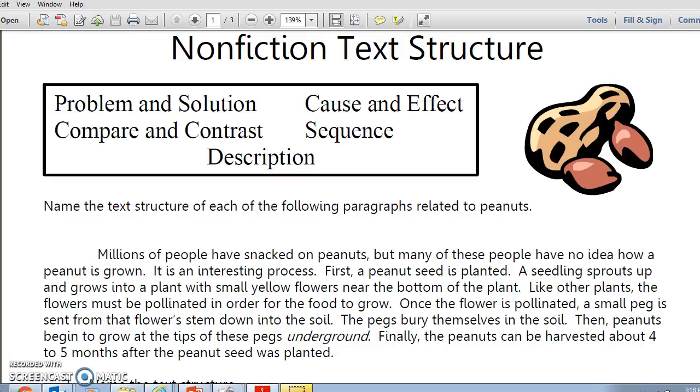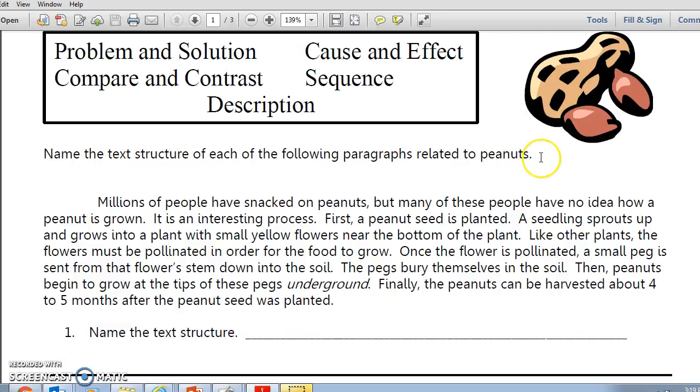Hey, Showfitty friends! Tonight, we're going to play Name That Text Structure. So read the paragraph that I have posted here.